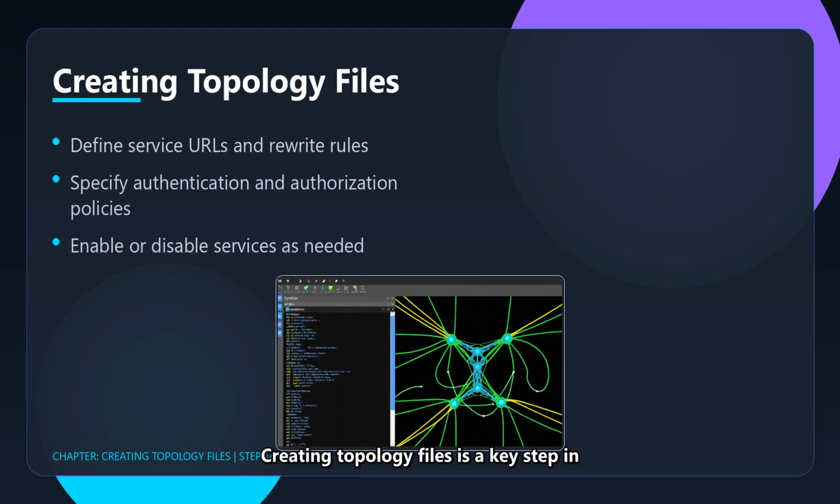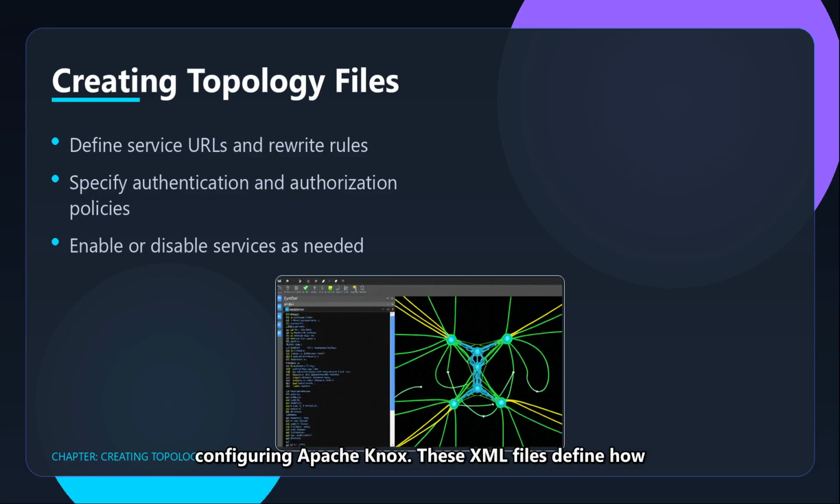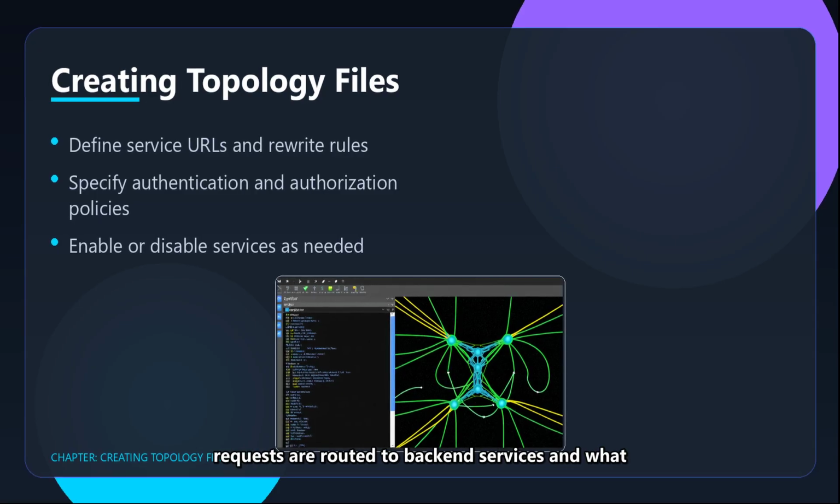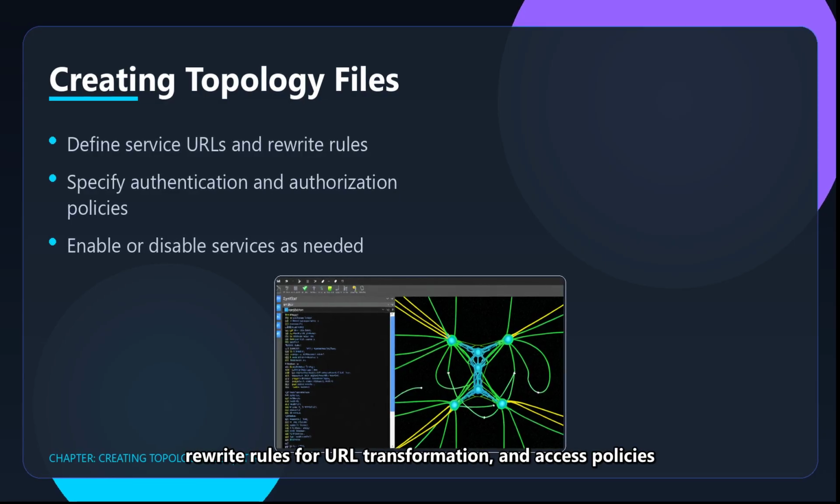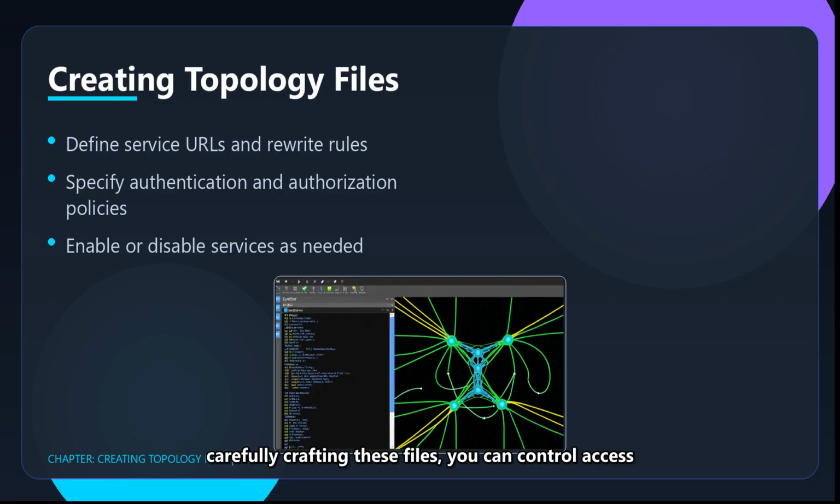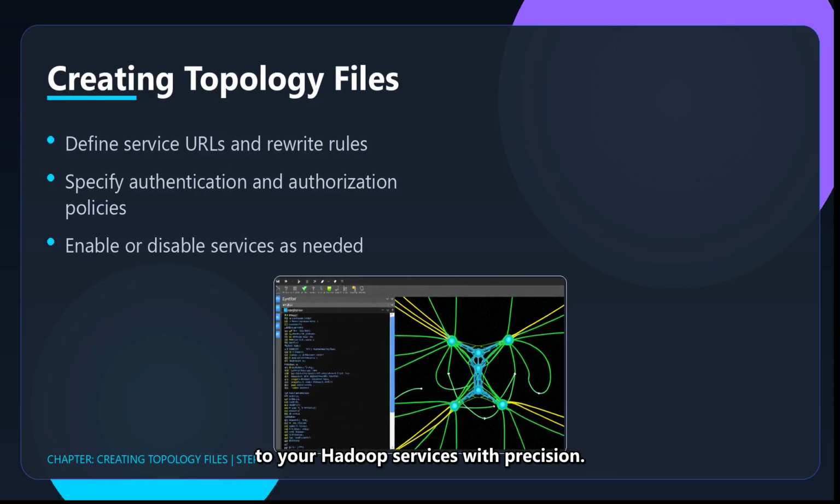Creating topology files is a key step in configuring Apache Knox. These XML files define how requests are routed to backend services and what security policies apply. You can specify service URLs, rewrite rules for URL transformation, and access policies that determine who can access each service. By carefully crafting these files, you can control access to your Hadoop services with precision.